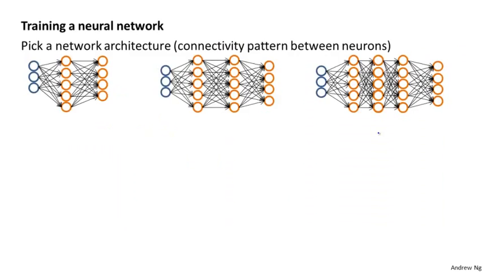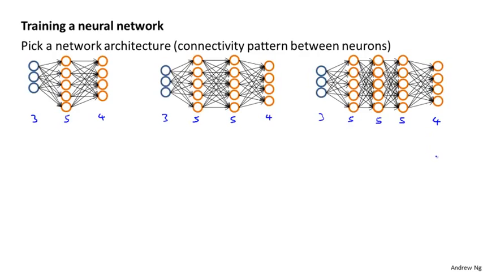When training a neural network, the first thing you need to do is pick some network architecture. And by architecture, I just mean connectivity pattern between the neurons. So, we might choose between, say, a neural network with 3 input units, 5 hidden units and 4 output units, versus one with 3 input units, 5 units in each of 3 hidden layers, and 4 output units. And so these choices of how many hidden units in each layer and how many hidden layers, those are architecture choices.